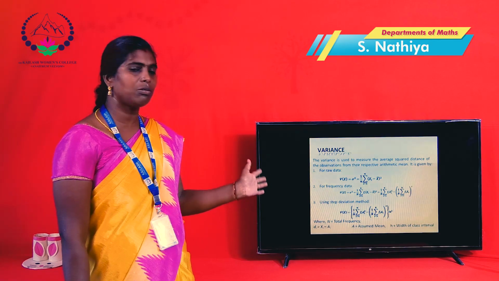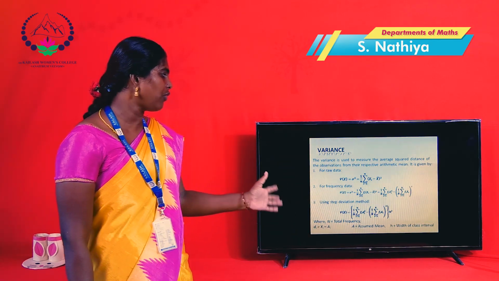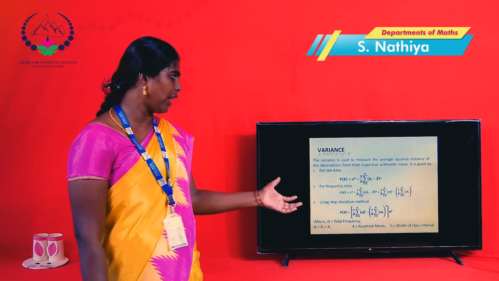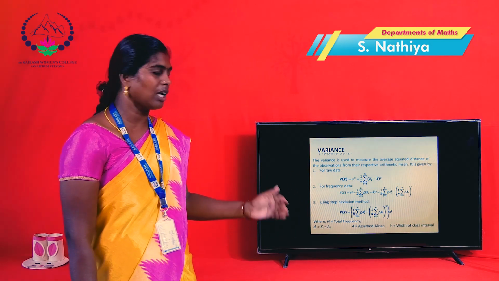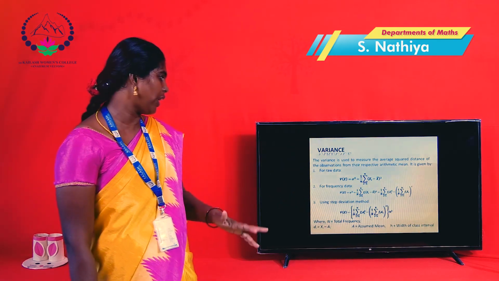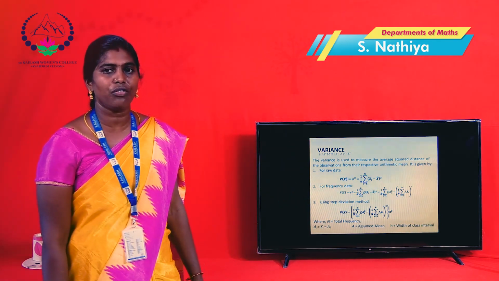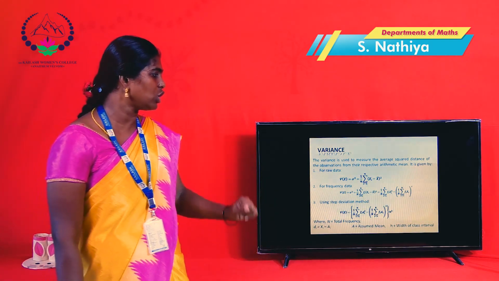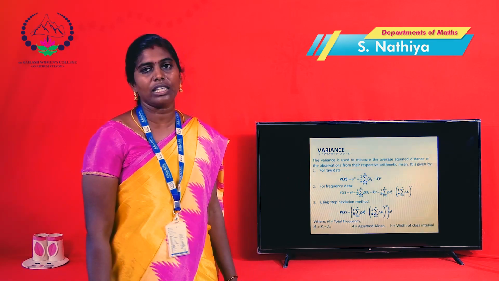Using the step deviation method, variance of x equals 1 by n summation fi di square minus 1 by n into summation fi di the whole square, into h square, where n equals total frequency, di equals xi minus a, a equals assumed mean, and h equals width of class interval.